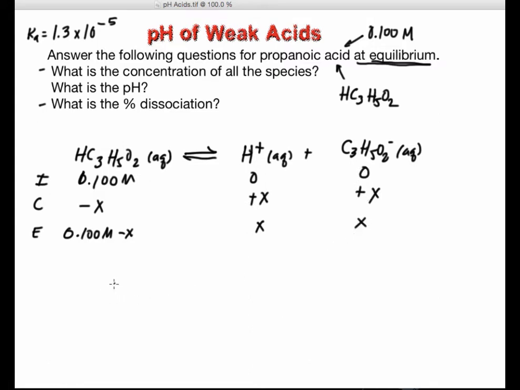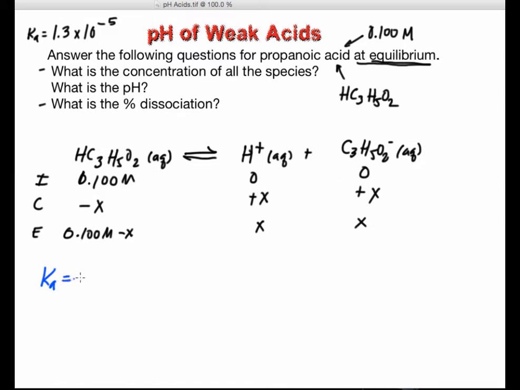And now I'm ready to solve. What I'm looking for is what is the concentration of the propanoic acid at equilibrium, what's the hydrogen ion concentration at equilibrium, and what's the propanoate ion concentration at equilibrium. So let's go ahead and do those calculations. So I'm going to use Ka.